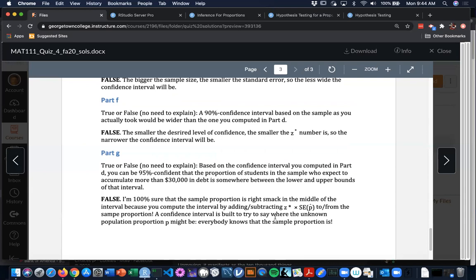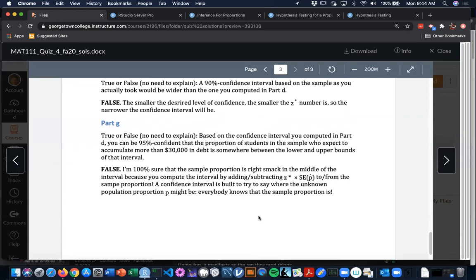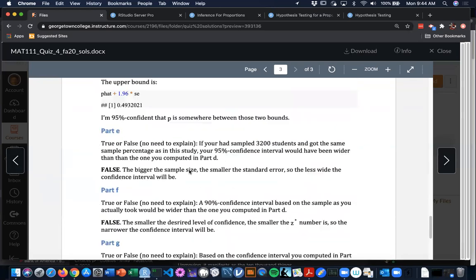Actually, what you are 100% sure of is that the sample proportion is exactly in the middle of the interval, because you take the sample proportion and you add and subtract that margin of error. So that's false. So there were three straight falses there.